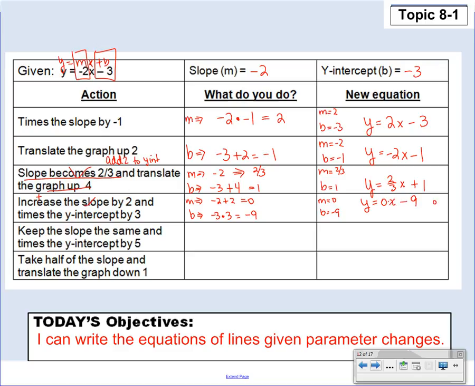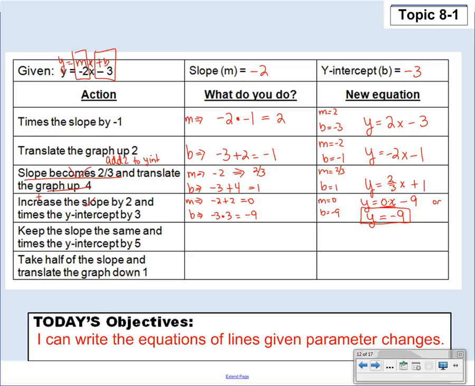However, you will not see that on a multiple choice because 0 times anything is just 0. So we can then just say 0 minus 9 is just a -9. Your equation that you would see is y equals -9.